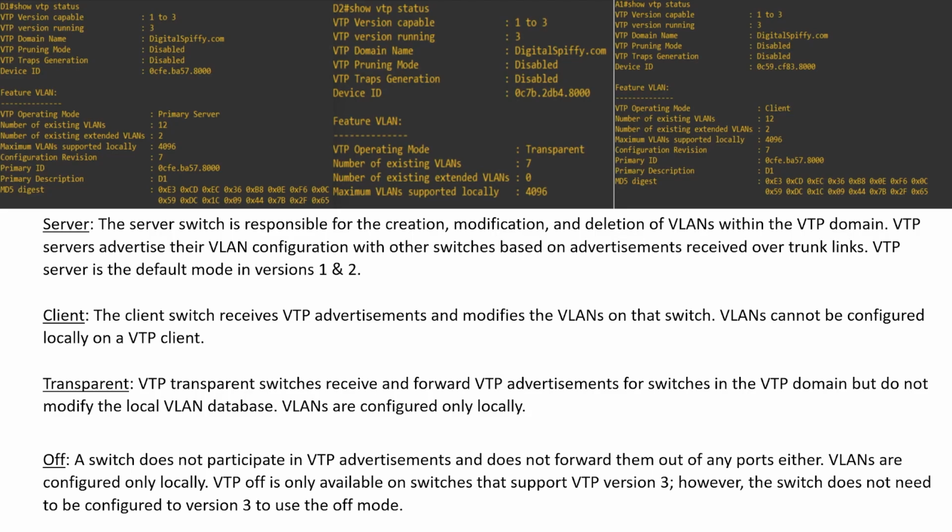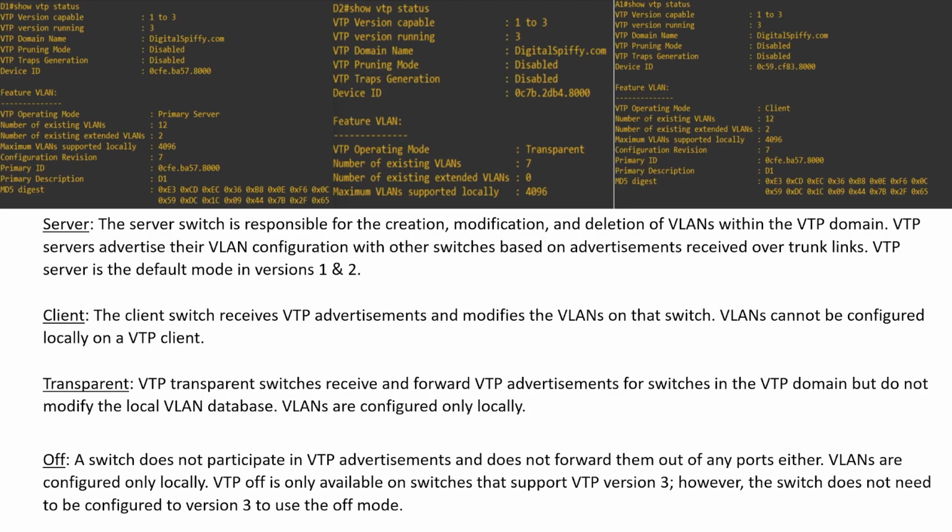There are four roles in the VTP architecture. Server. The server switch is responsible for the creation, modification, and deletion of VLANs within the VTP domain. VTP servers advertise their VLAN configuration with other switches based on advertisements received over trunk links. VTP server is the default mode in versions 1 and 2.